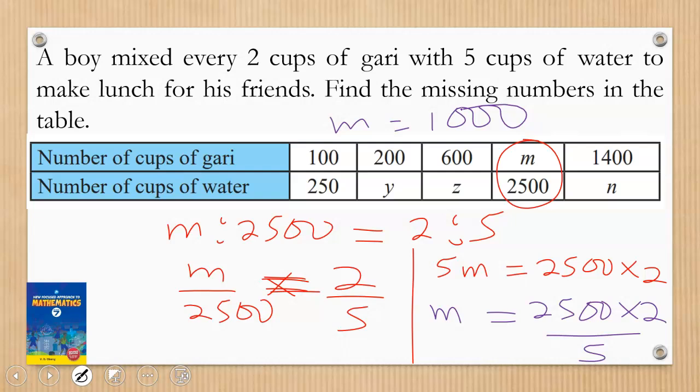I hope it makes sense. Go ahead and do it for n as well, whilst we take the last example under this.